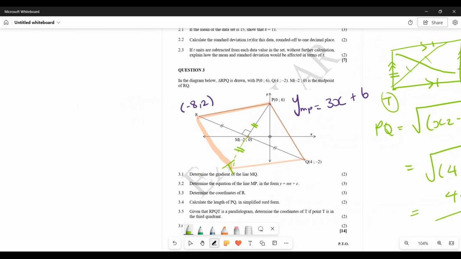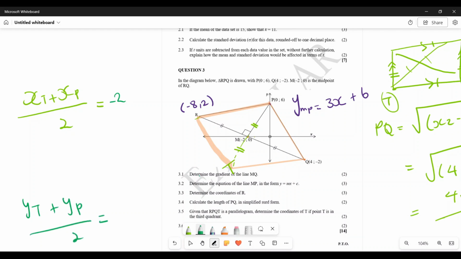Now, if M is the midpoint, I can use the same technique that I used to calculate my coordinates at R to find my coordinates at T. Basically, x at T plus x at P all over 2 is going to be the x coordinate at my midpoint, which is minus 2. Now, same applies to my y. My y at T plus my y at P all over 2 is going to be equal to the midpoint y value, which is 0.